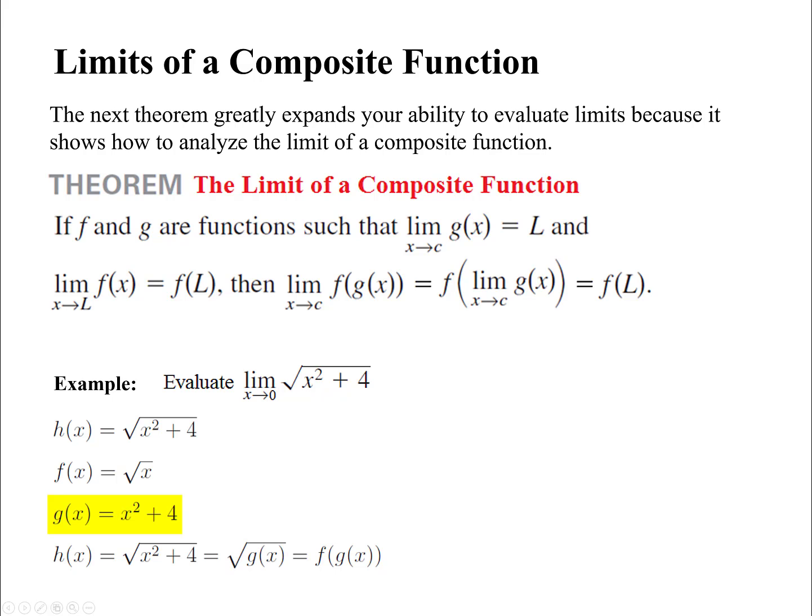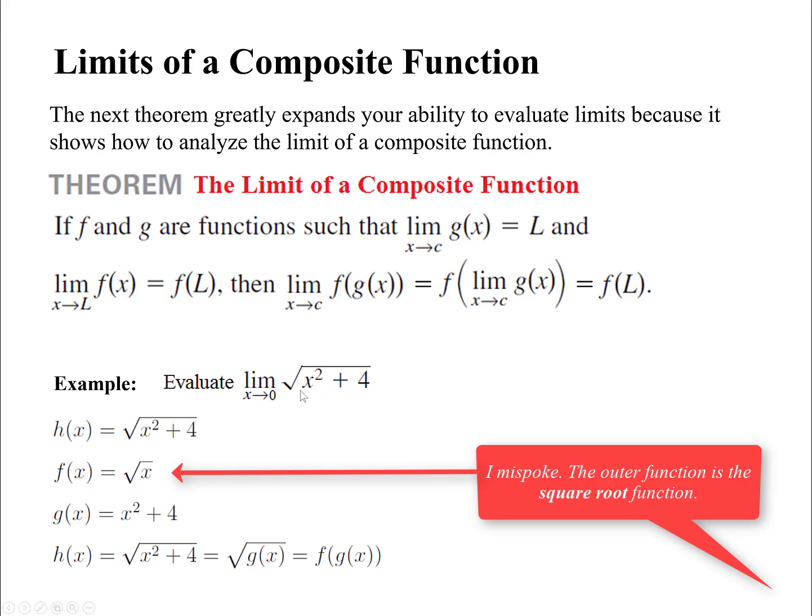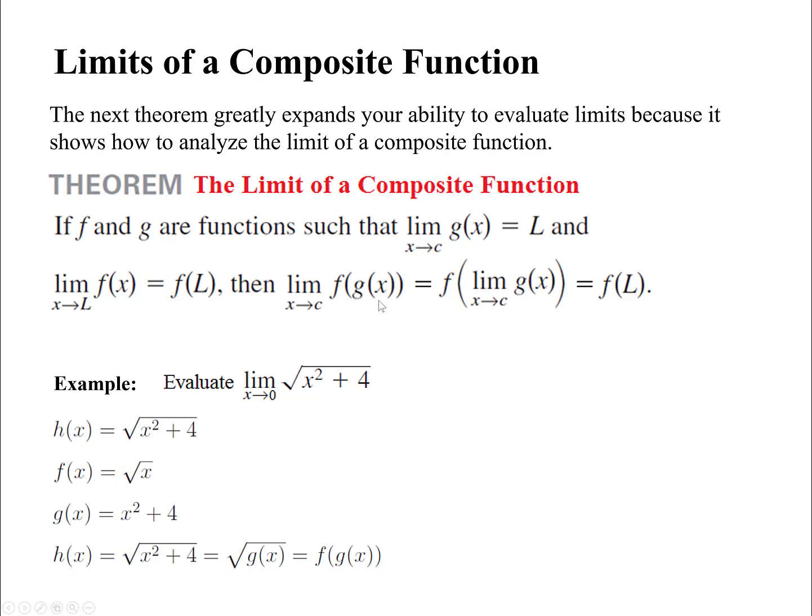The inside function is x squared plus 4. The outer function is the squaring function. So we see that this function here is written as the composite of two functions. And that's precisely what this theorem is designed to do.